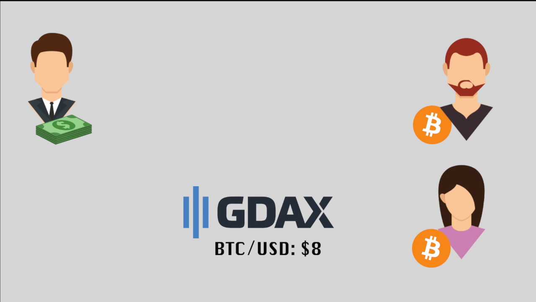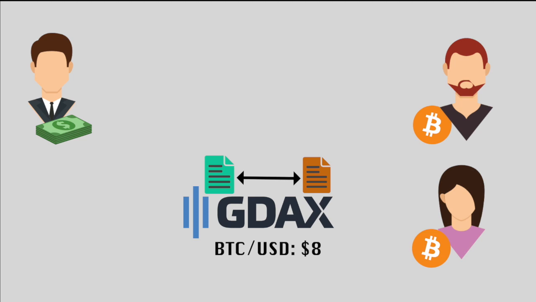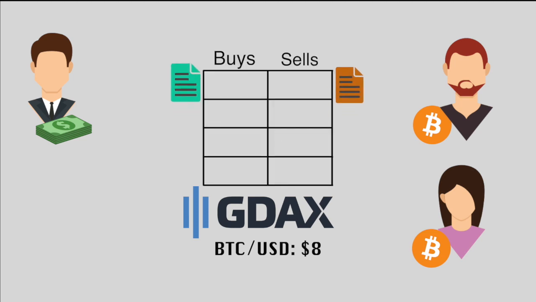We've seen what happens when orders are matched by an exchange, but what happens when they aren't? Suppose Bob wants to buy one Bitcoin for $12 and Maggie wants to sell one Bitcoin for $20. The orders are submitted to the exchange, but since they don't match, they are added to something called the order book, which keeps track of buy and sell orders that haven't been filled yet.